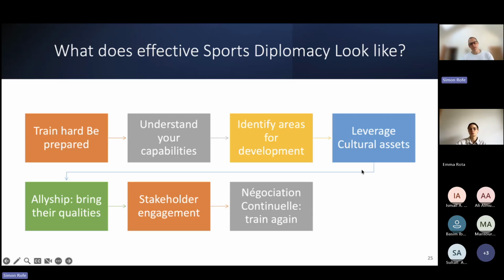And across this piece, where are the stakeholders? What do they think? And finally, but not finally, this is a process that goes back around. The négociation continuelle. We're continually in a process of training, effectively.